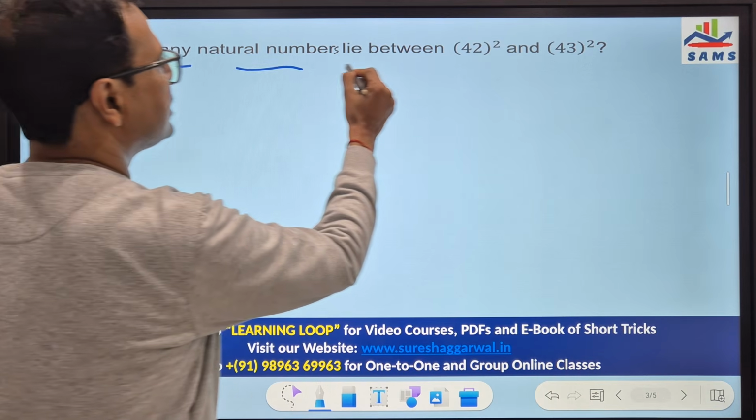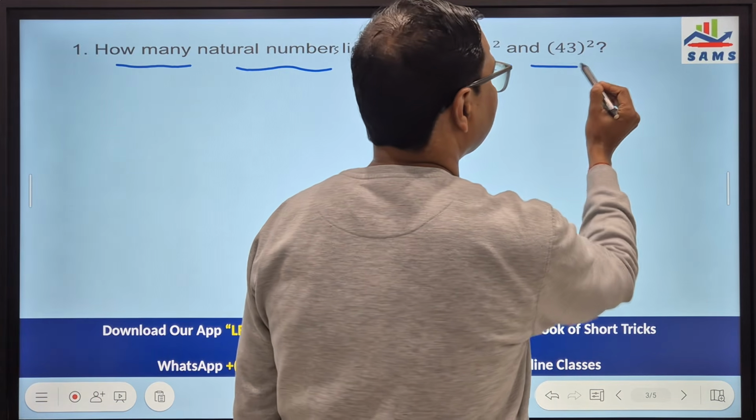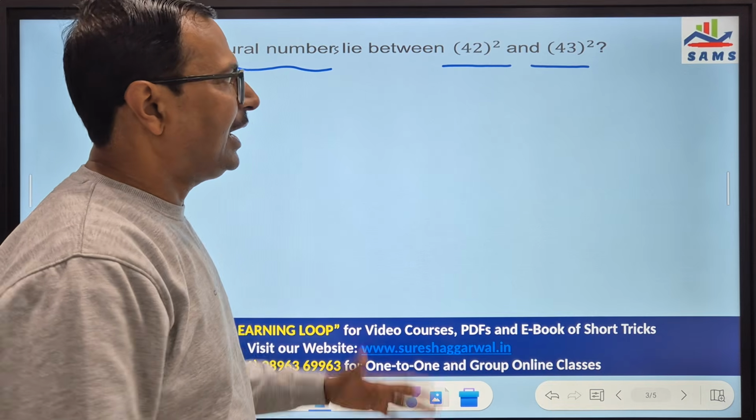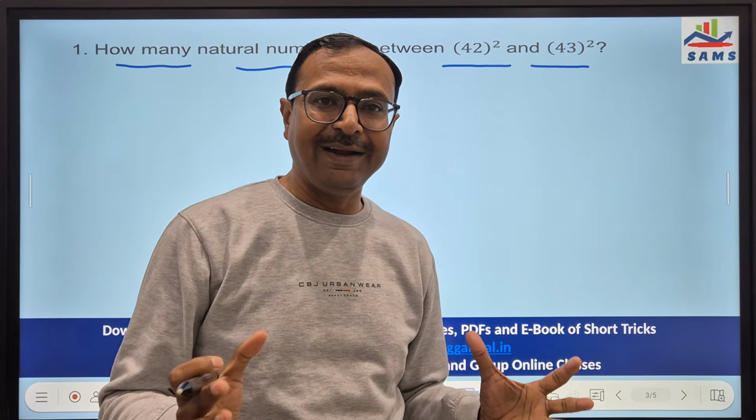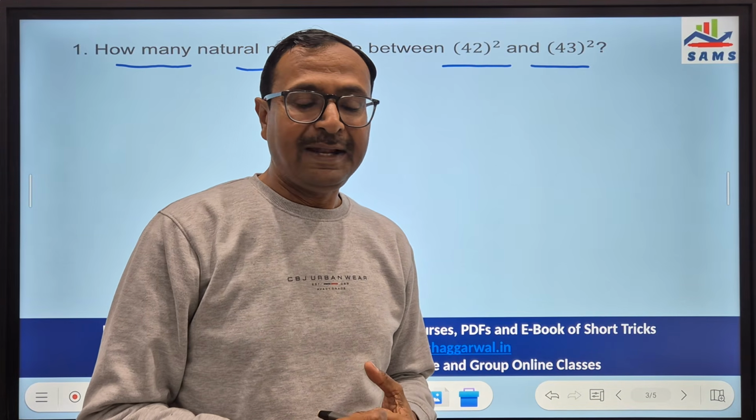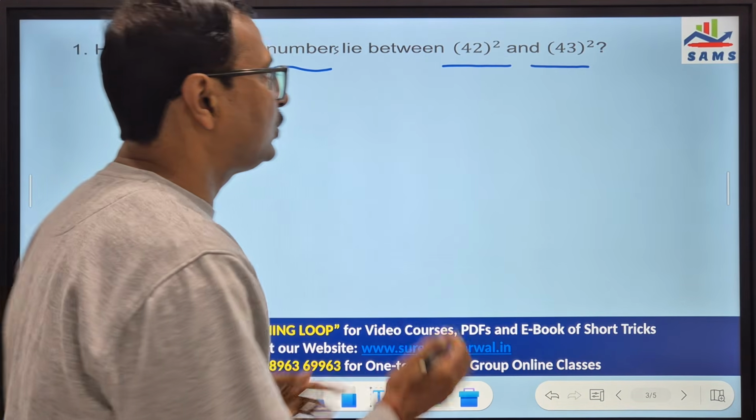How many natural numbers lie between 42 square and 43 square? Now I don't want to square 42 and 43. That's going to trouble me a great deal and kill a hell lot of time. So I don't want to do that.